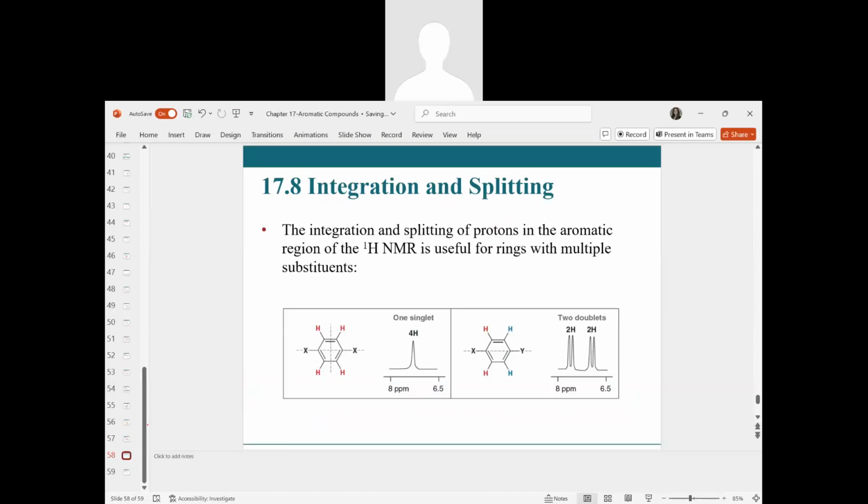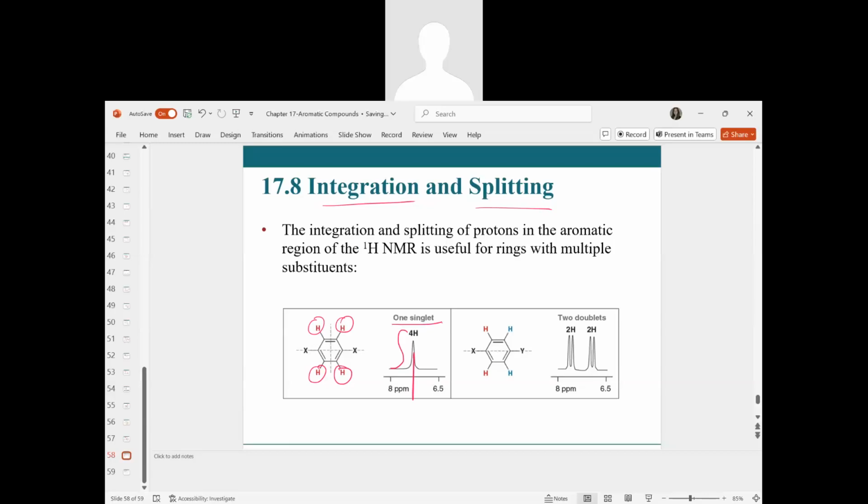This next slide discusses the integration and splitting. As I noted before, this signal integration would show you that there are 4 hydrogen atoms. We would have one signal here, one singlet, that's representative of these 4 hydrogens. We have this di-substituted benzene ring, or a ring with multiple substituents, but they are the same. So we produce one signal that would integrate to show all 4 protons, and again, this is in that 7 or so parts per million shift range.